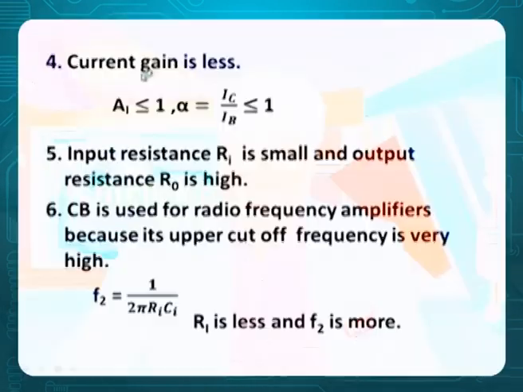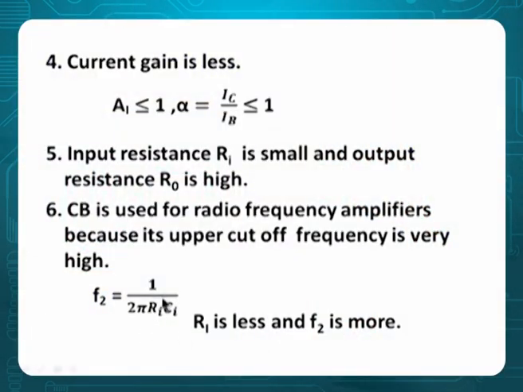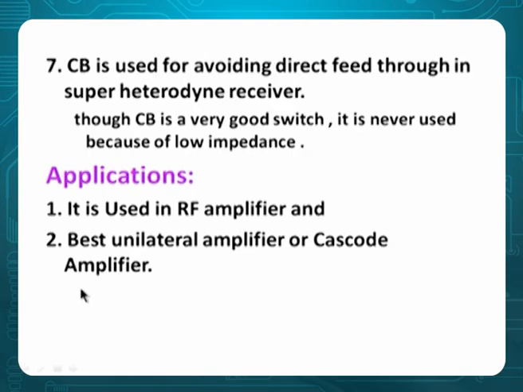Fourth one, current gain is less. Ai is less than or equal to 1, alpha is less. Input impedance is very small, output impedance is very high. CB is used for radio frequency because its upper cutoff frequency is very high. Well, what does it mean? Upper cutoff frequency means 1 by 2 pi Ri Ci. When Ri is very less, the cutoff increases, the bandwidth increases.